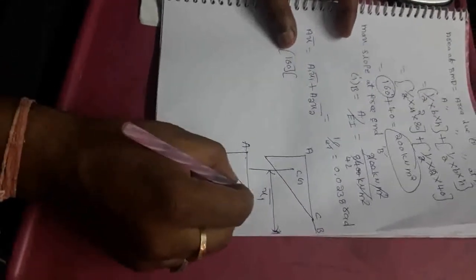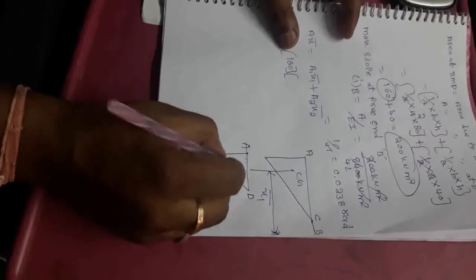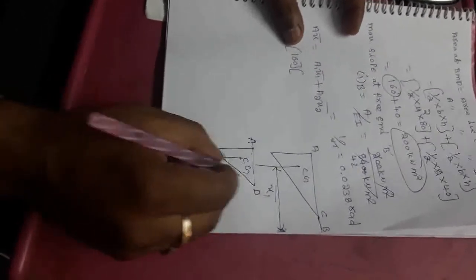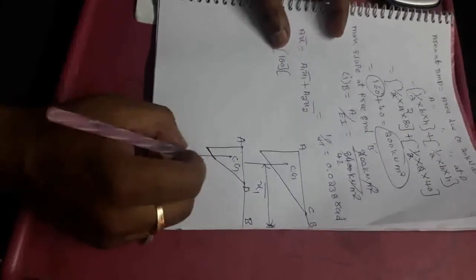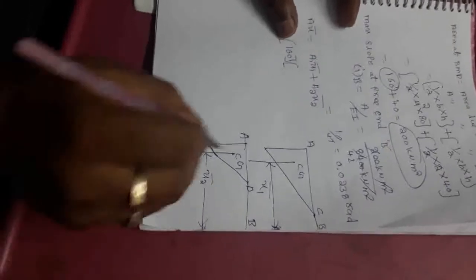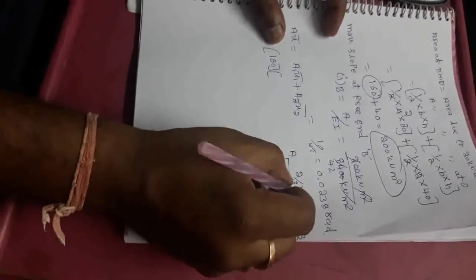this one, and this is the A, and this is the D. So this is the center of gravity. The distance from B to the center of gravity is nothing but X2 bar. So this formula is also 2 by 3 into L1, and this formula is also 2 by 3 into L1.